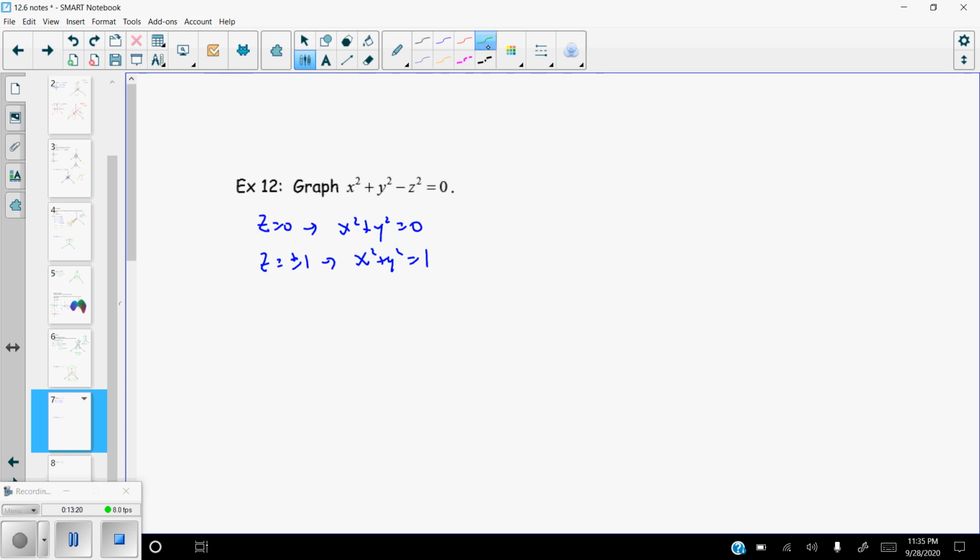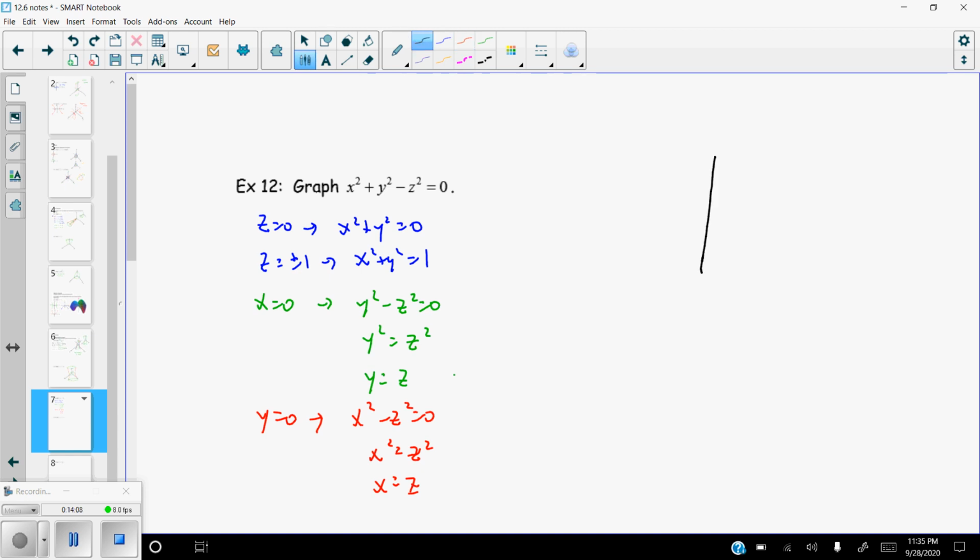Now the more interesting part. What if x equals 0? Well, if x equals 0, what you get is y squared minus z squared equals 0. That's not a hyperbola. If we add z squared to both sides and then take the square root, really what you get is just that y equals z. And if we do exactly the same type of idea with y equaling 0, well, that means you get x squared minus z squared equals 0. X squared then equals z squared, or x equals z. And both y equals z and x equals z are linear. They're lines.